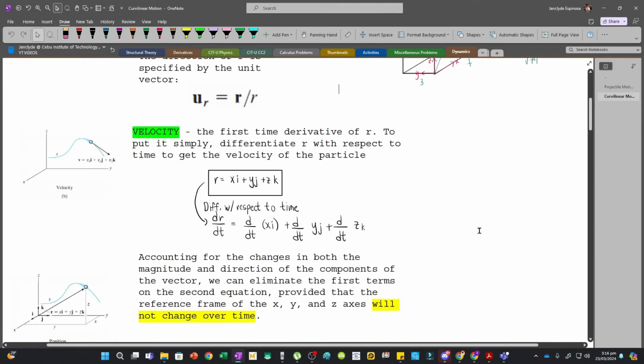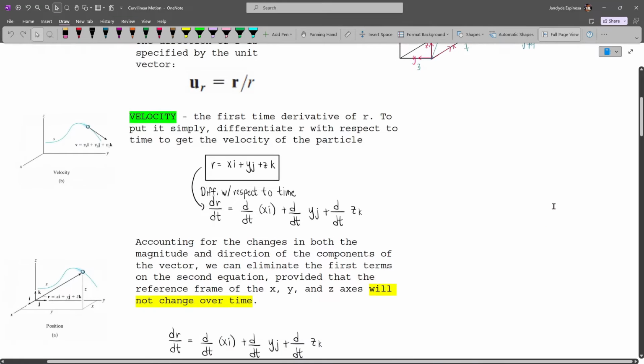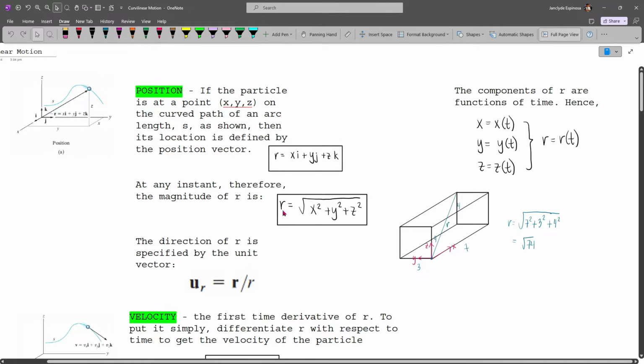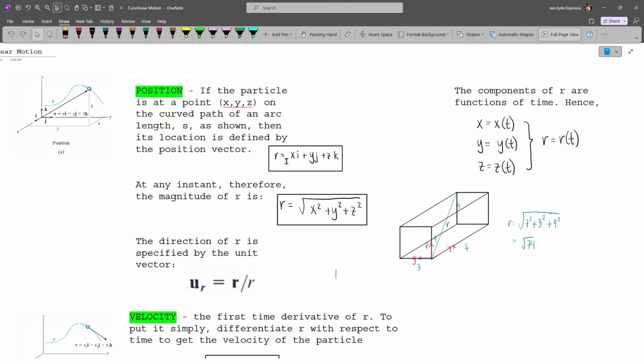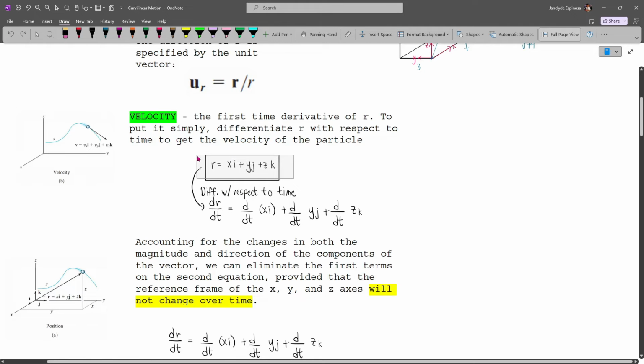And so now we'll move on to velocity. Velocity is the first time derivative of r. To put it simply, if we differentiate the function r with respect to time, then we can get the velocity of the particle. This is the function r. If we differentiate with respect to time, this will become dr over dt, which is d over dt of xi, plus d over dt of yj, plus d over dt of zk.